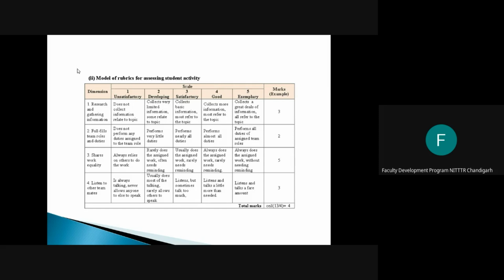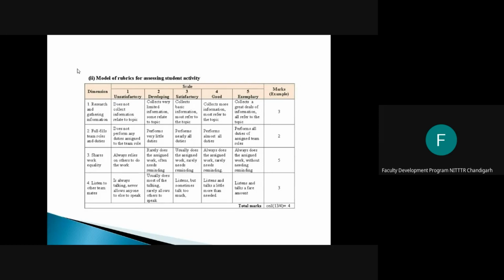And the scale. Can you see the scale? A 5-point scale. Number one is unsatisfactory. Number two is developing. Number three is satisfactory. Number four is good. Number five is exemplary. Now, how do you give marks in this? Okay, so maybe you can have another column, or you can tick also within the matrix. For example, in the first dimension, if the student is at satisfactory level, in the last column you write number 3.